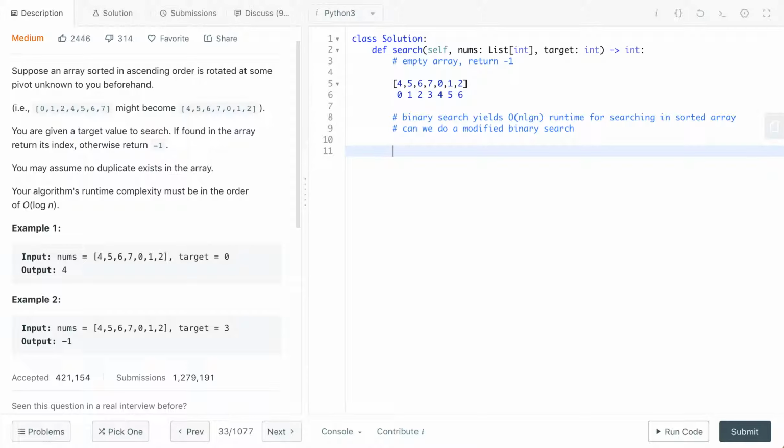And so now we have a couple of cases. Well, we check the left and the right side to see which side we need to search. So let's suppose that the left is sorted. Then we see if the target exists in the left, and we search the left.